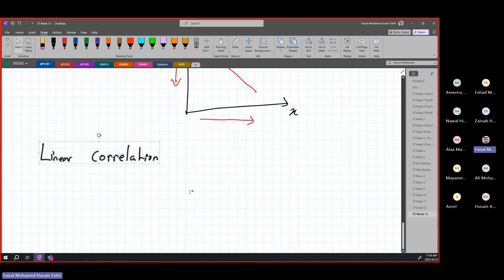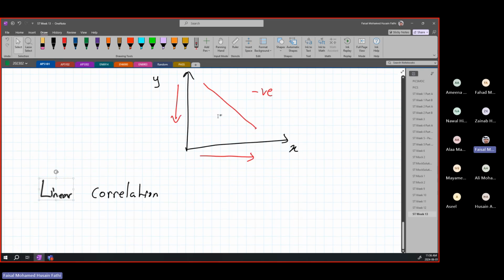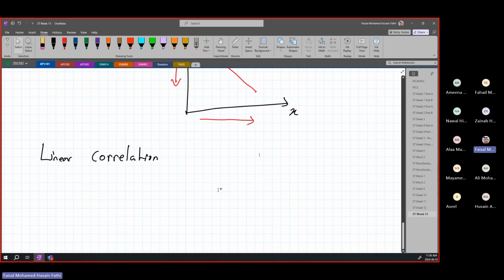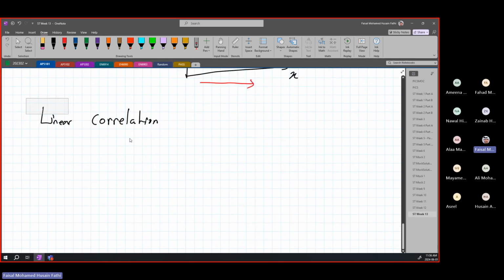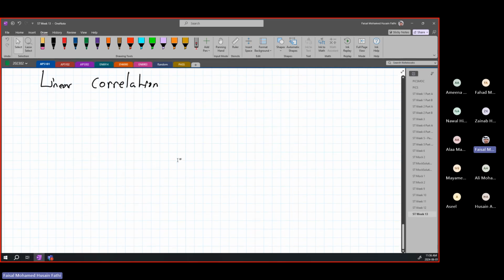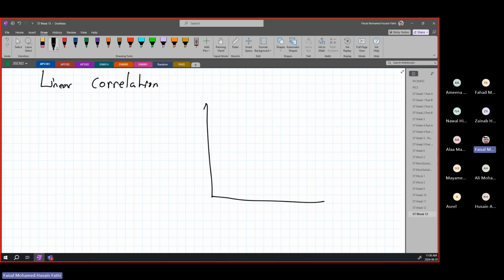So linear correlation, linear meaning straight line, basically. So direct relationship. This is going to describe how the values, when we have a graph, right? So let's say we have X and Y, and let's say we have points over here, something like this.